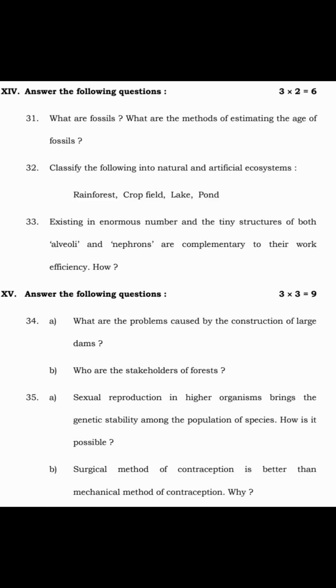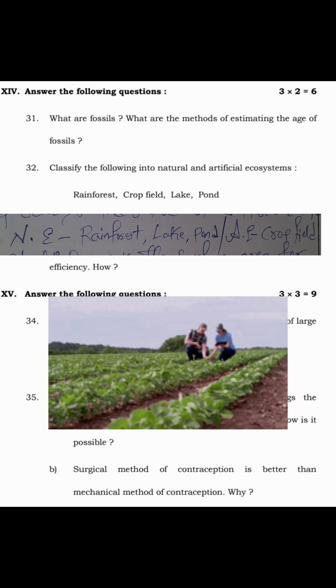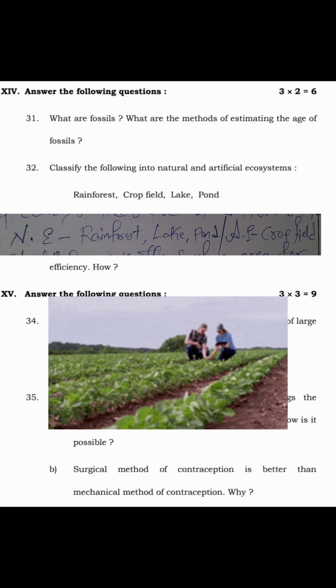32nd question: classify the following into natural and artificial ecosystems. Very easy question. Here, rainforest, lake, pond. These are natural ecosystems, and the crop field is a man-made or artificial ecosystem.